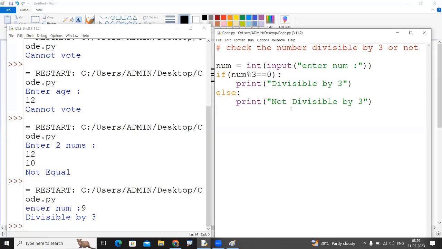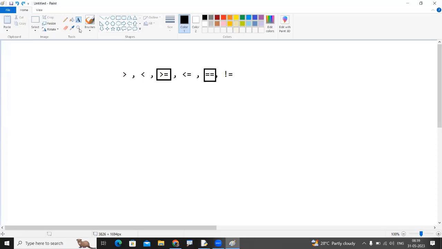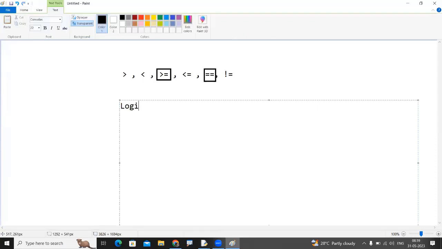Now, I'm also including logical operators. Logical operators are 3: logical AND operator, logical OR operator, logical NOT. Sir, AND operator means all should be true. OR operator means at least one should be true. NOT means just the opposite. If it is true, it will give false; if it is false, it will be true.